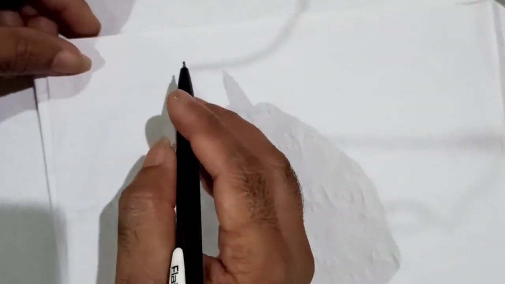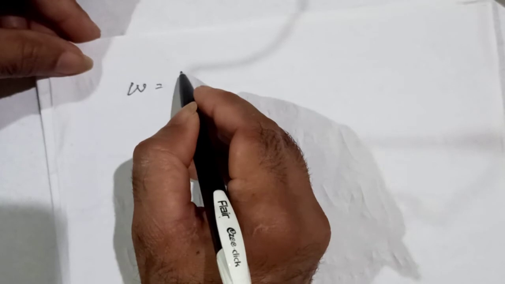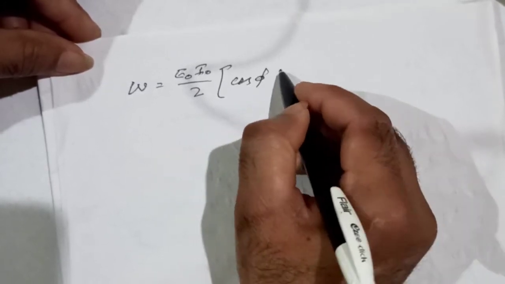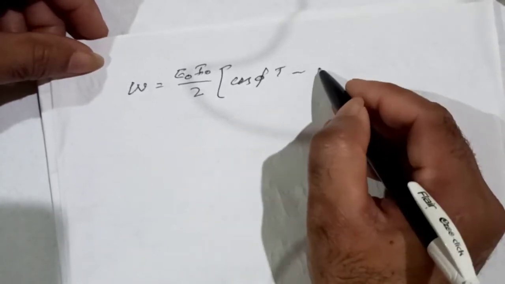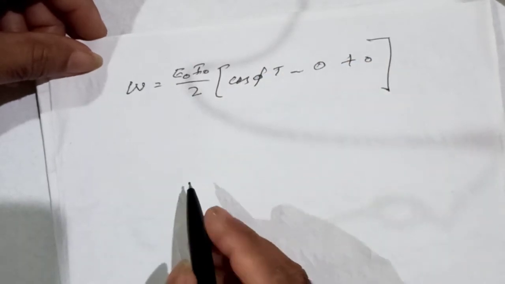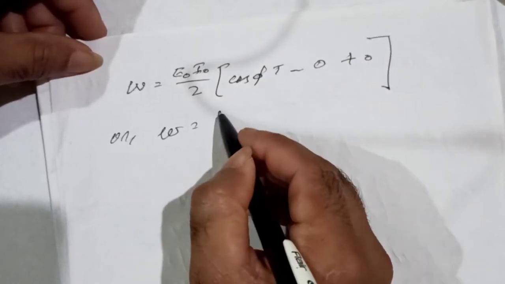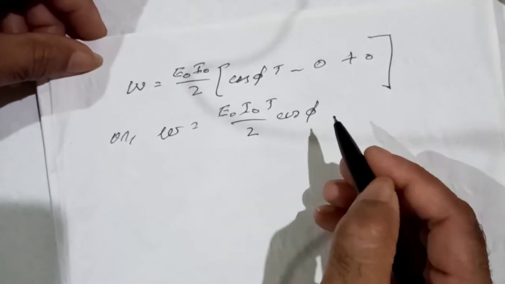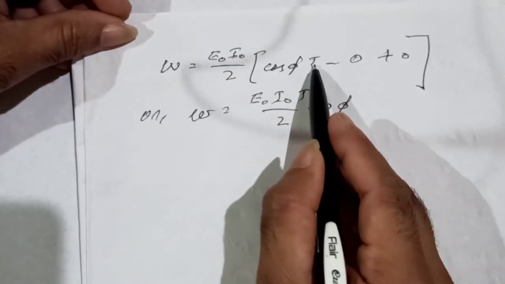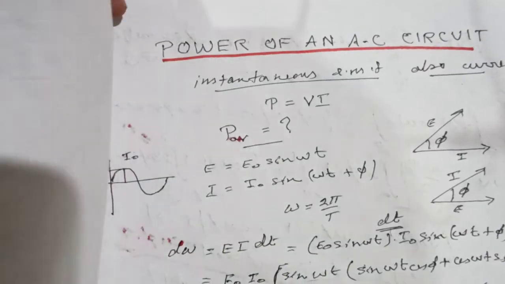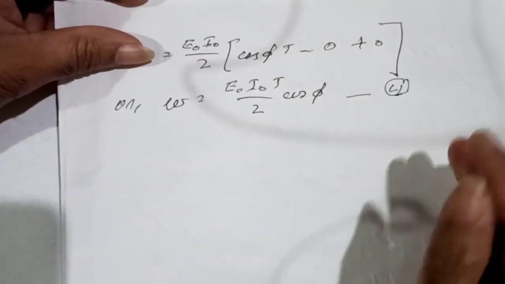after integrating, we have work done W equal to E naught I naught by 2 cos, what is left is cos phi t only, cos phi t minus 0 plus 0, because the last two terms are 0. We already found out that these two terms are 0. Or we can say W equal to E naught I naught t by 2 cos phi. So this is equation number 4.